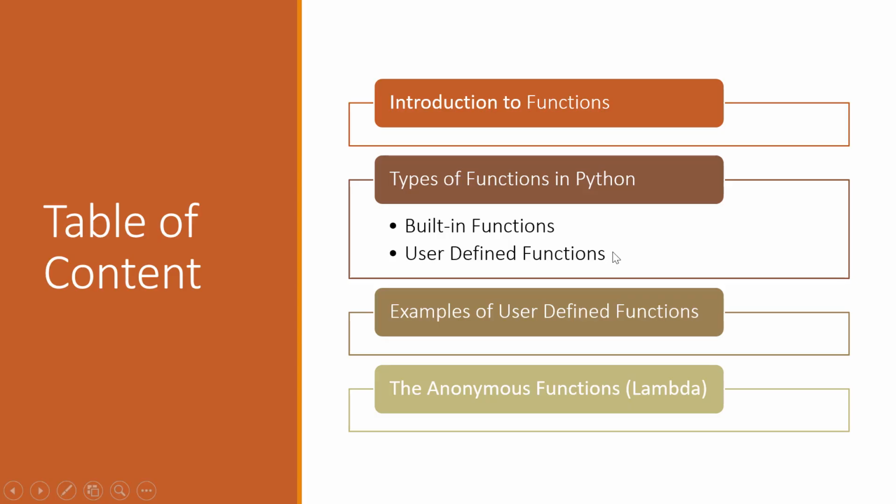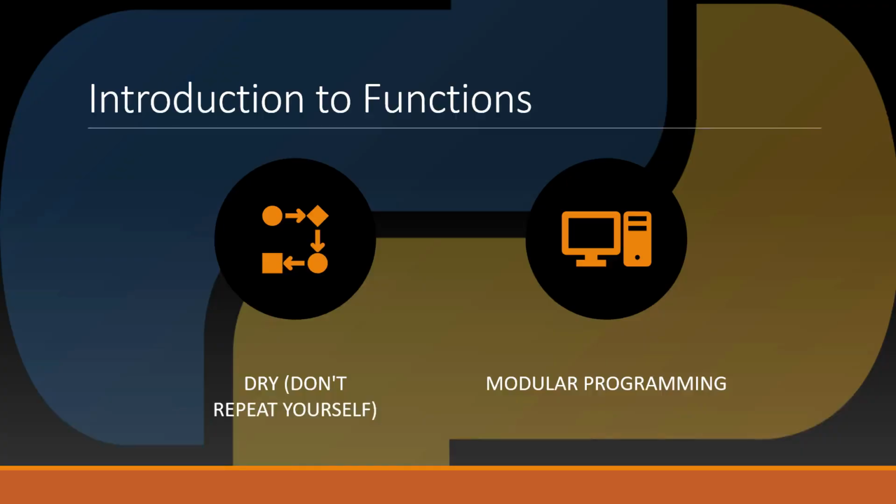After discussing the types, we will practically implement some examples related to user-defined functions. And in the last, we will understand what a lambda function is, which is also known as an anonymous function in Python. So without any further delay, let's jump on to our first topic and understand what functions are.